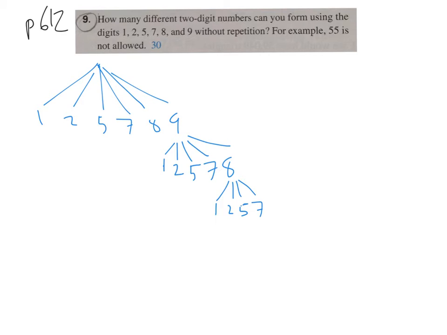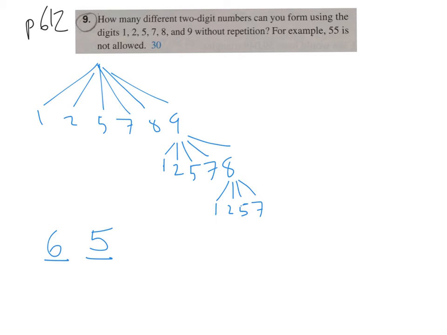So if you just need to know how many, the easiest way to do it is with what we call the slot method. So let's make 2 slots. The first slot is going to represent the number of choices we have for the first number. Well, we can choose any of the 6 numbers for the first number, right? 1, 2, 5, 7, 8, or 9. So that means this first slot we're going to have 6. We can choose any of the 6 numbers. Now for the second slot, since there's no repetition allowed, whatever we pick for the first slot, we can't pick that again for the second slot. So that only leaves us with 5 other numbers we can choose from.